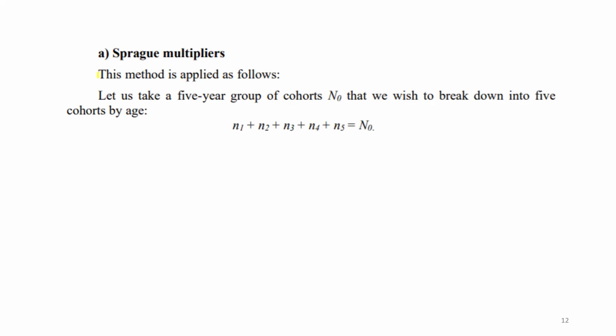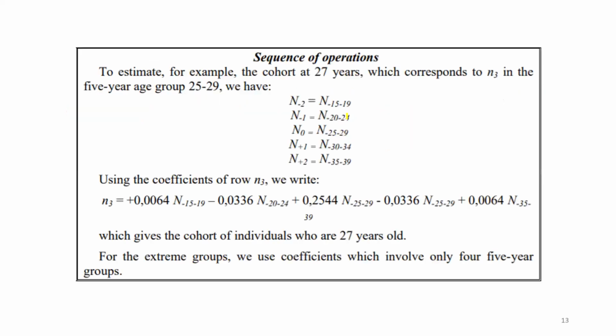To find this out, this method is applied as follows: let us take 5-year groups of cohorts N0 that we wish to break down into 5 cohorts by age. By using the values along with these 5 things, we can find out the value for this one. Then, okay, let's see this one.